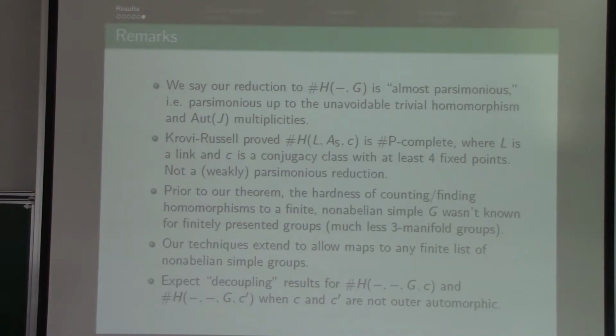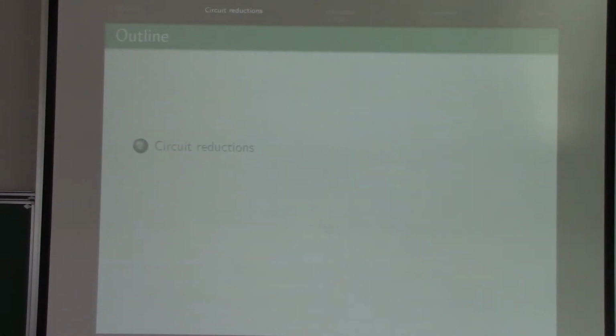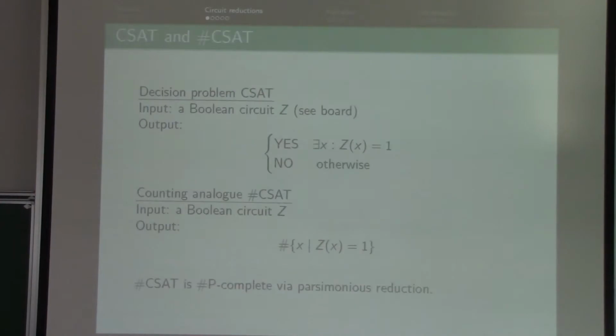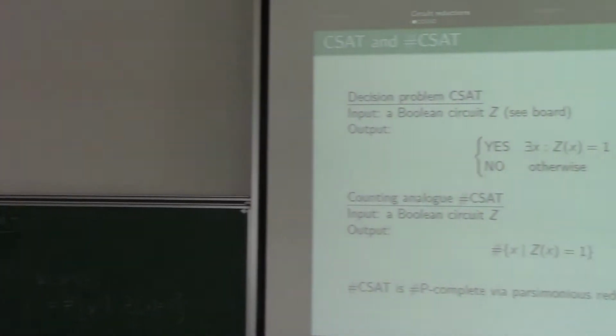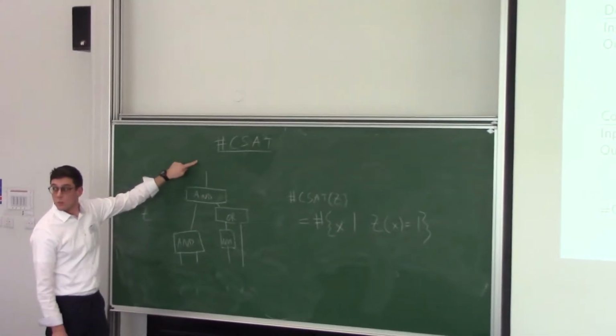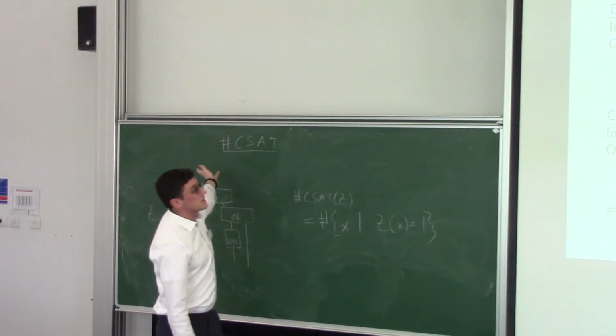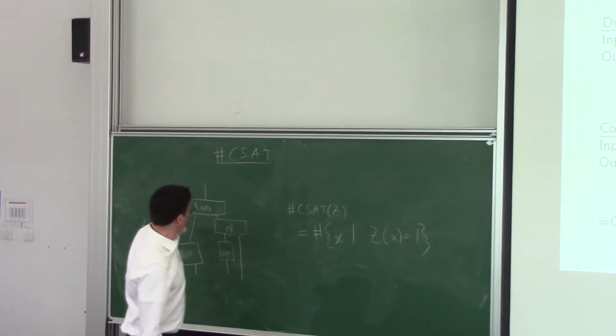So that's the theorem. How do we prove it? It's a circuit reduction. We start with CSAT. I have this on the board, this kind of schematic of this definition. CSAT is a decision problem. You're given a Boolean circuit, and you want to know, is there some input that makes the output 1? Right? So is there some way to assign 0, 0, 1, 1, or something like that to this input so that the output up here is 1? And that's a decision problem. But this decision problem is in NP.